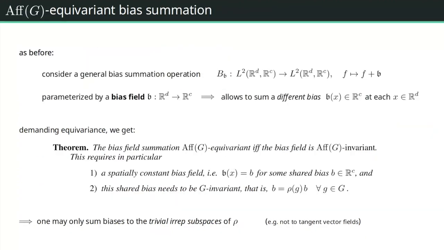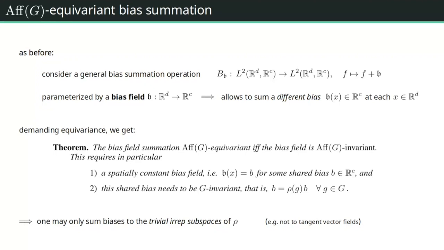And now we can look again at bias summation as a second example of affine equivariant maps. We take the same ansatz that we sum some bias field, which first we take to be unconstrained. If we demand equivariance, we get that this bias field now does not only have to be translation invariant, but affine group invariant, which means it has to be, again, as a particular subgroup, translation invariant. But in addition, now it has to be G invariant as well.